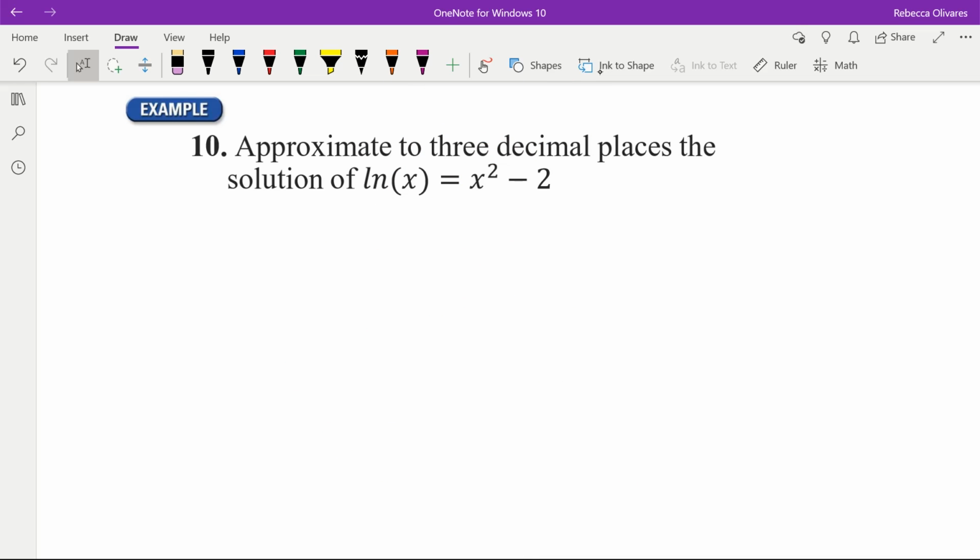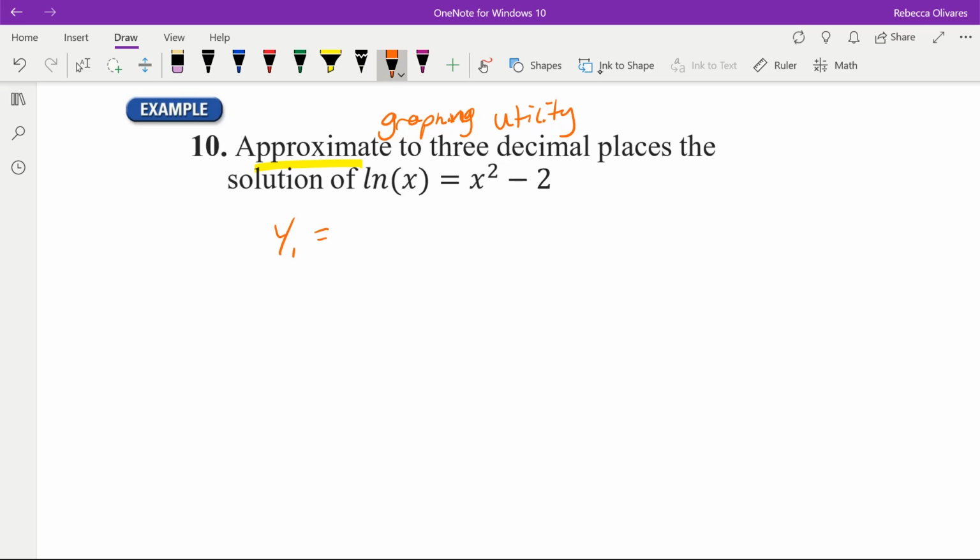All right, here's number 10. Now, this one is a little unusual, and I'm not crazy about the fact that it doesn't state that you want to do this with a graphing calculator, but we are going to do this with a graphing calculator, or a graphing utility. Sometimes they say a graphing utility. So what I'm going to do is go to my calculator. I'll pull it up in a second.